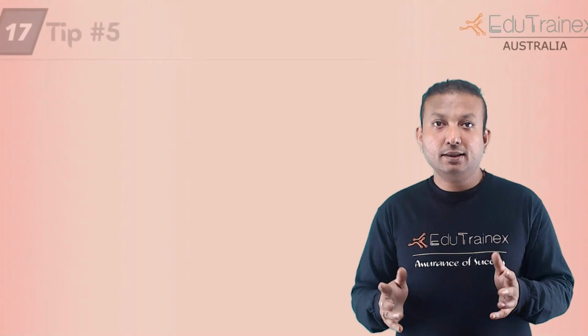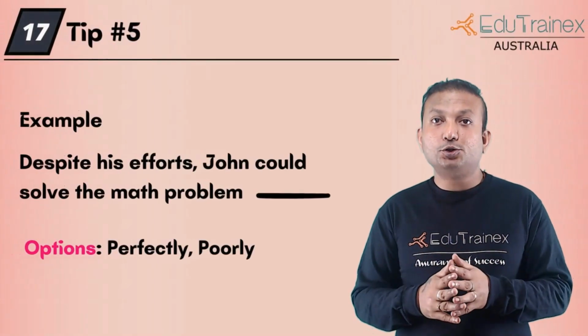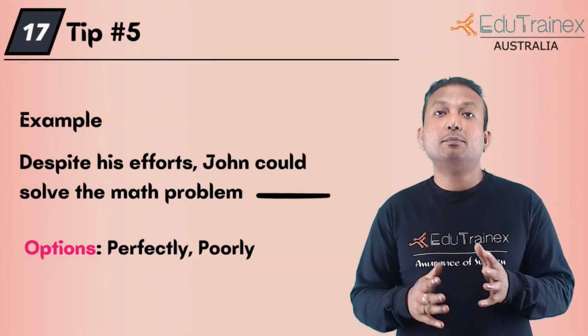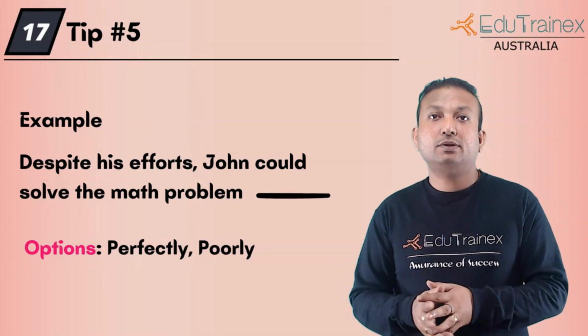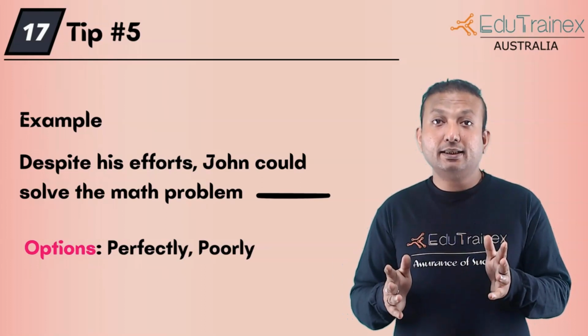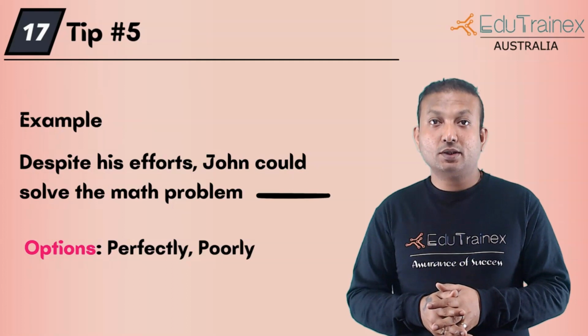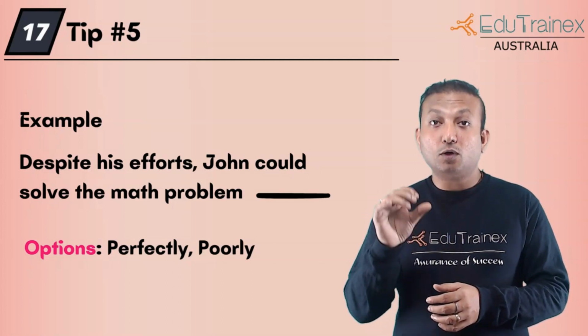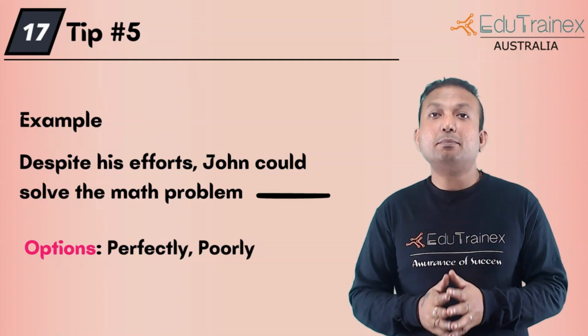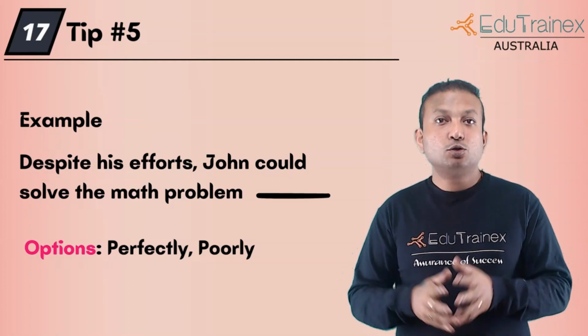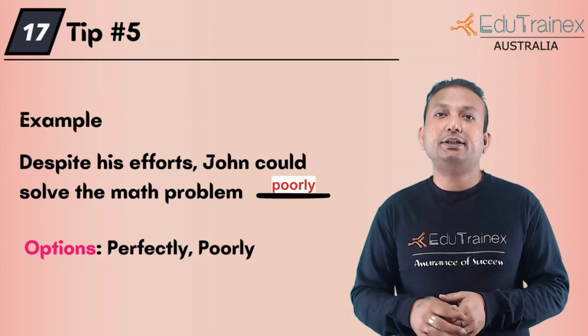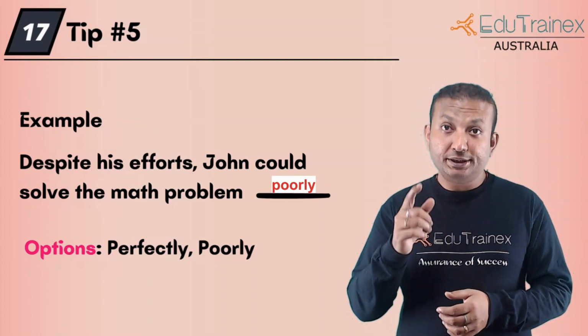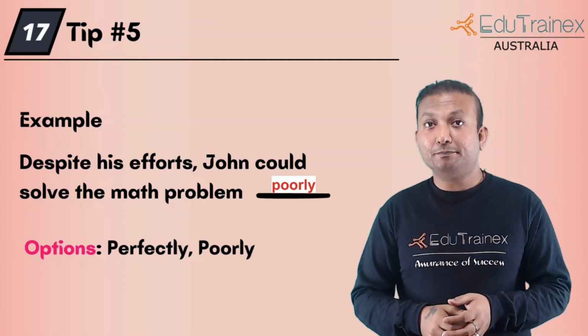For example, despite his efforts, John could solve the math problem dash. The options are perfectly and poorly. If you notice the word despite in the beginning, what is it hinting? It is hinting about the negative meaning. So poorly will be the best answer here, not perfectly. Always be watchful in this kind of scenario.